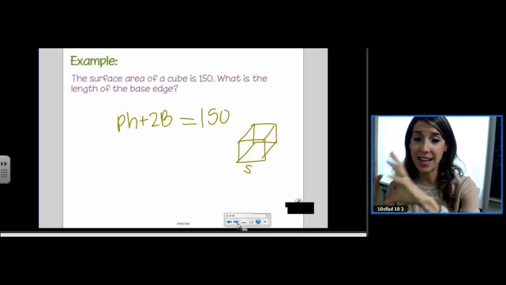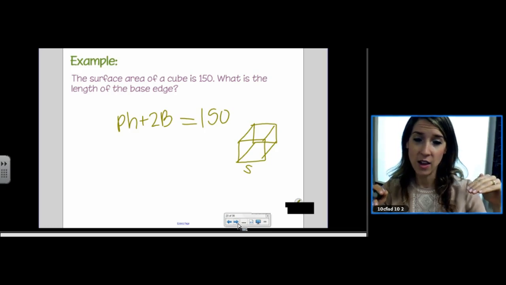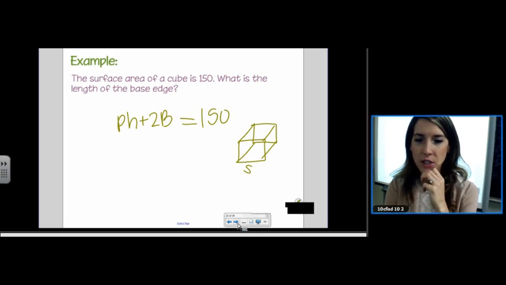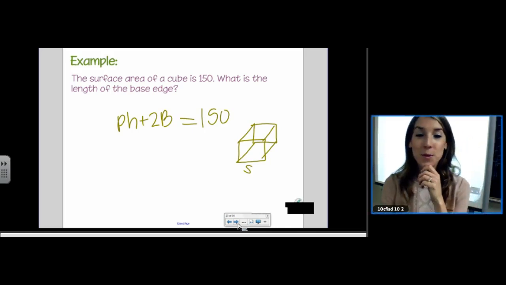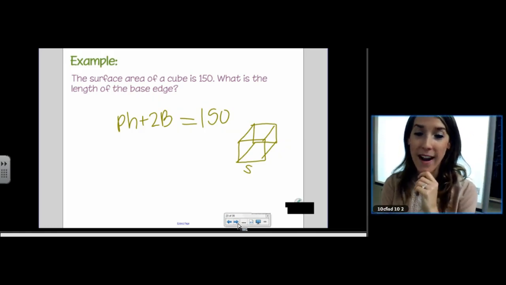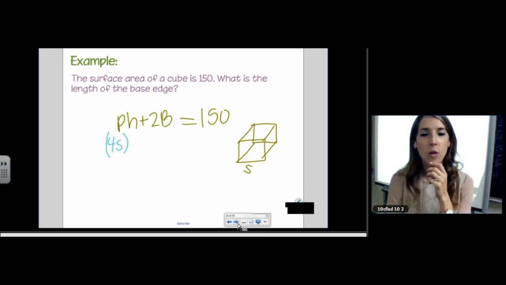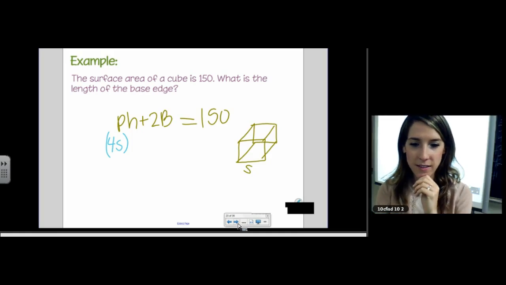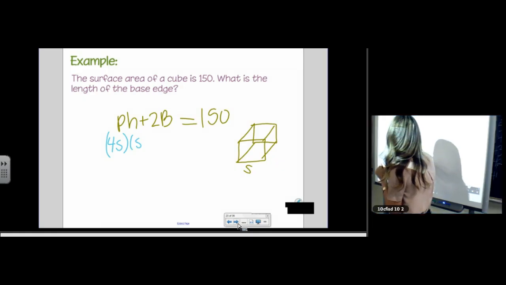Okay, now let's translate this to the formula on our formula chart because that's all we get on the test. What would P be for this cube? Let's translate it. We just learned what capital P stood for. Ooh, nice. 4S. P is really 4S. What's the height of this cube? Pretend like it looks more cubular than mine. Nice. The height was S.